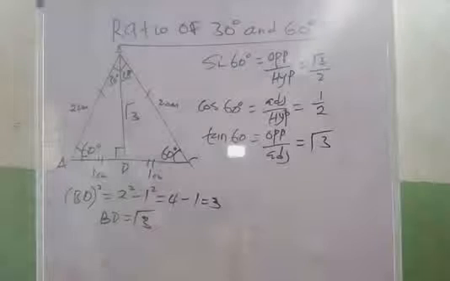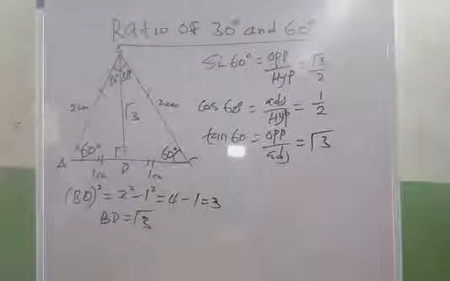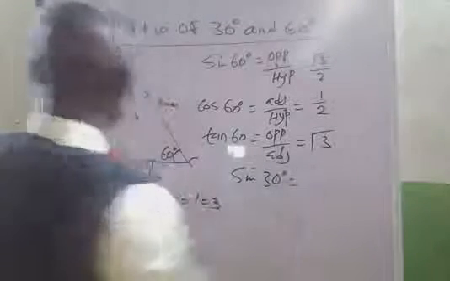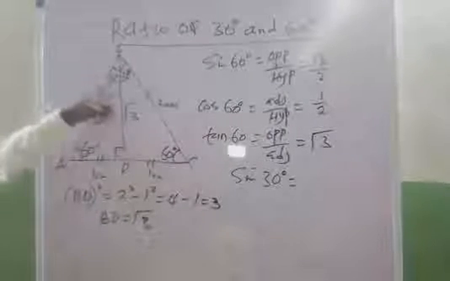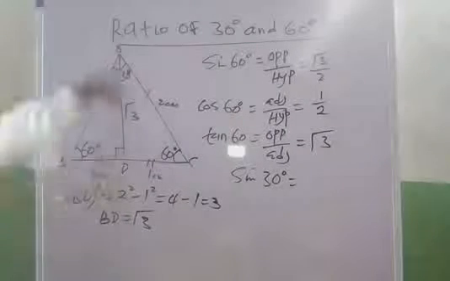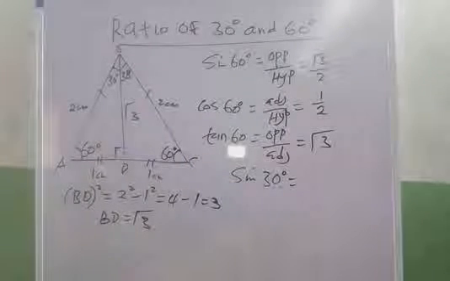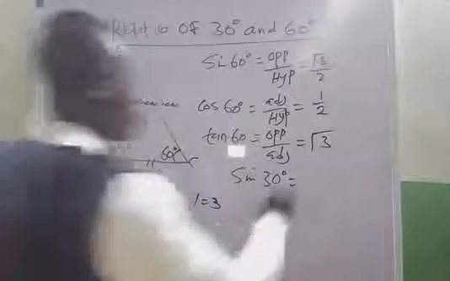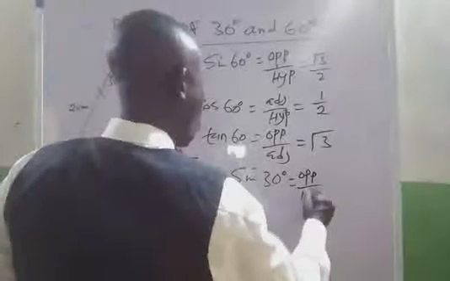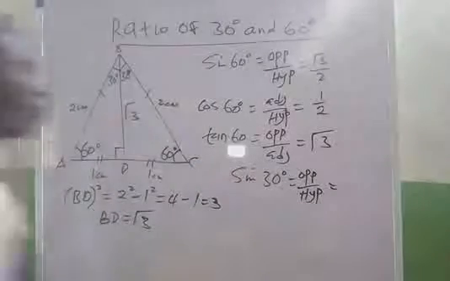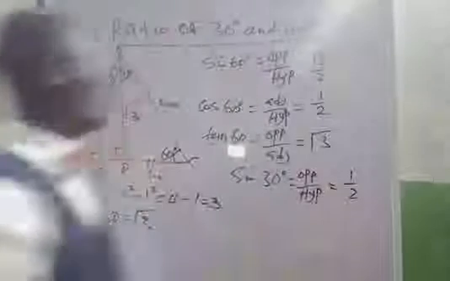Now let's look at the ratio of 30 degrees. Sine 30 degrees. Now, if theta moves here, this becomes the adjacent, while here becomes what? The opposite. So sine 30 is what? Opposite over hypotenuse. That will be 1 over what? 2. 1 over 2. So you see that your sine 30 is the same thing as cos 60.